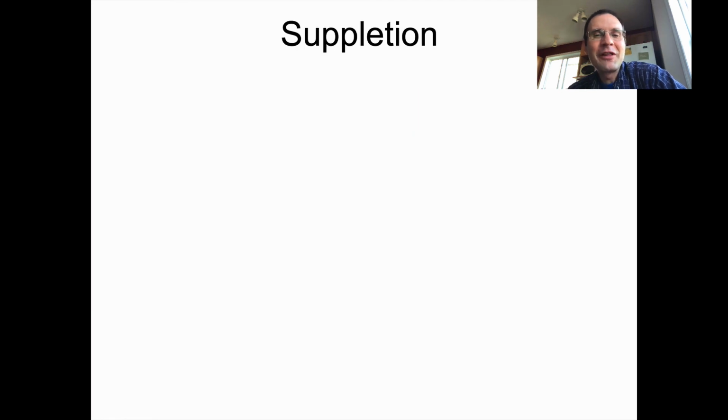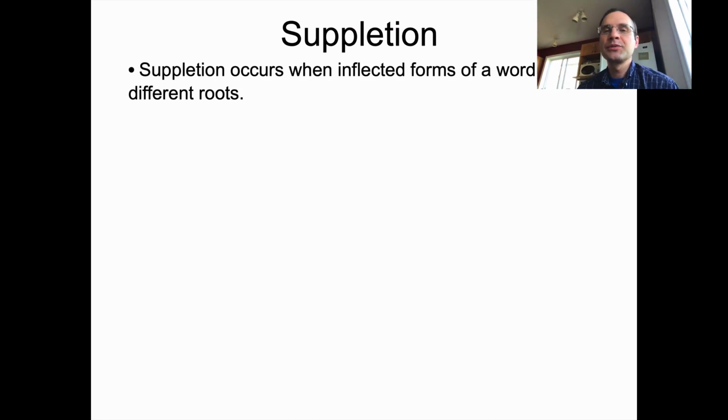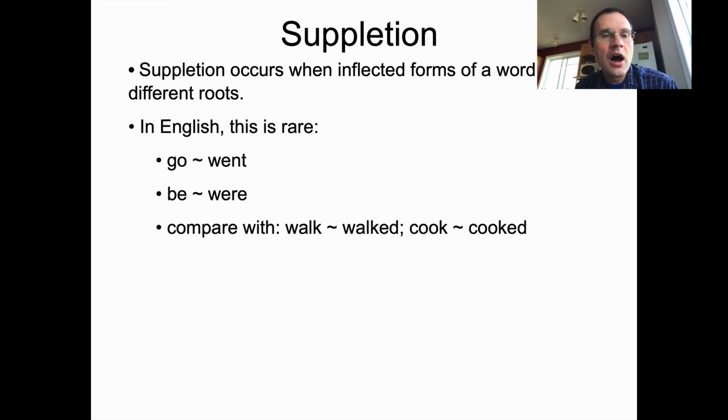Okay, moving right along. Suppletion. Suppletion occurs when inflected forms of a word have different roots. So this is sort of a more dramatic form of internal change. And in English, this doesn't happen that often. As you might imagine, this is kind of tricky when you're changing a word this dramatically for people to catch on that it means the same thing as a related word.